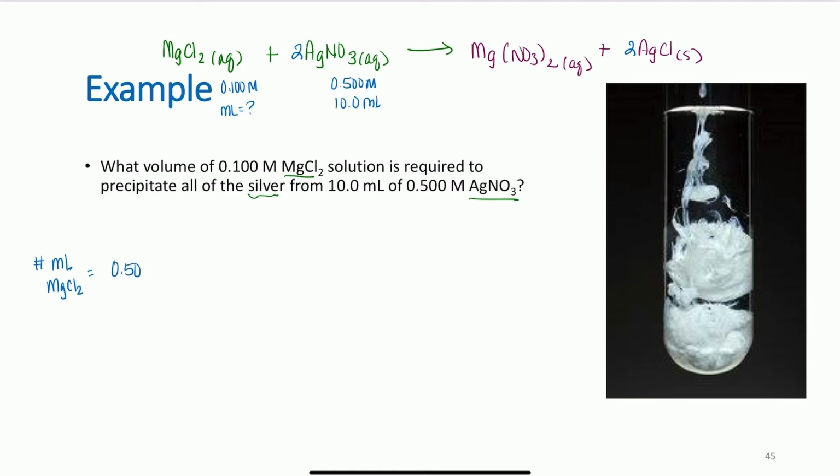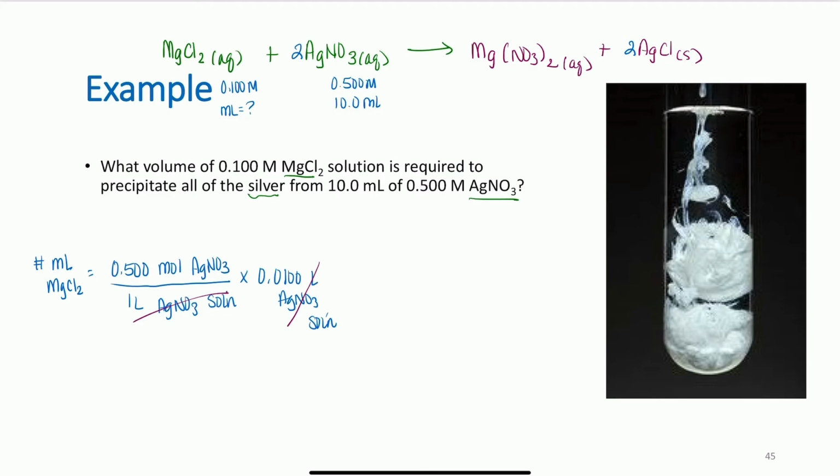I know I have a 0.5 molar solution of silver nitrate, which is 0.5 moles of silver nitrate to 1 liter of solution. And I have 10 milliliters of that solution, which is the same as 0.0100 liters of silver nitrate solution. That cancels out my liters of solution. Now I've got moles of silver nitrate.